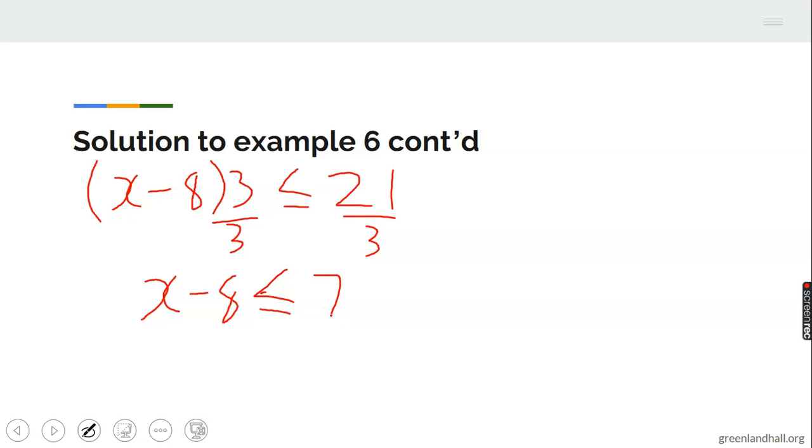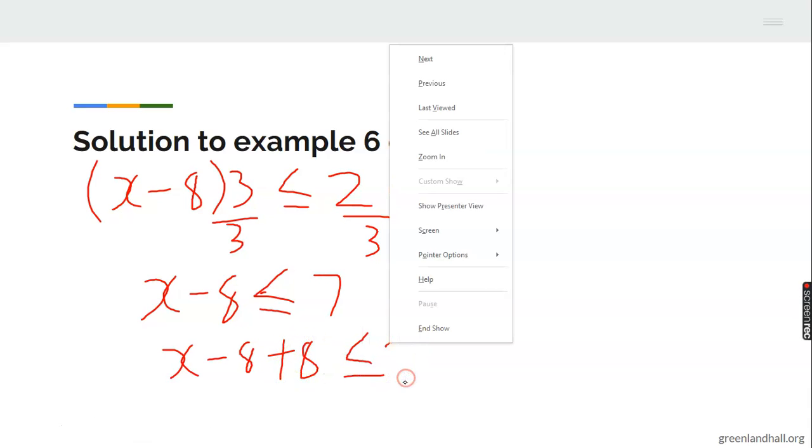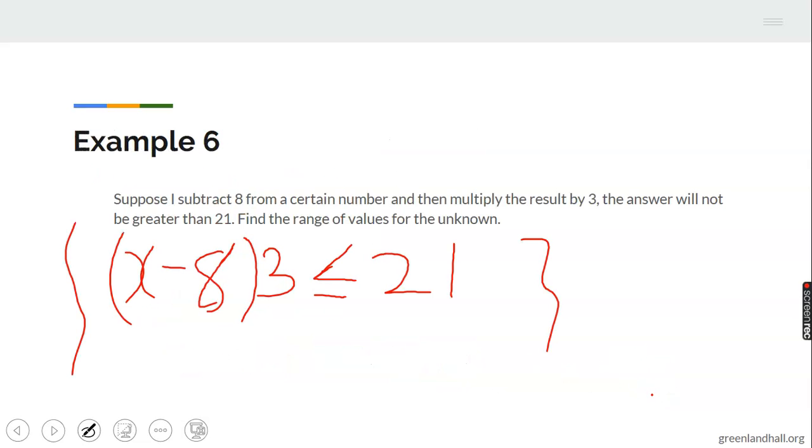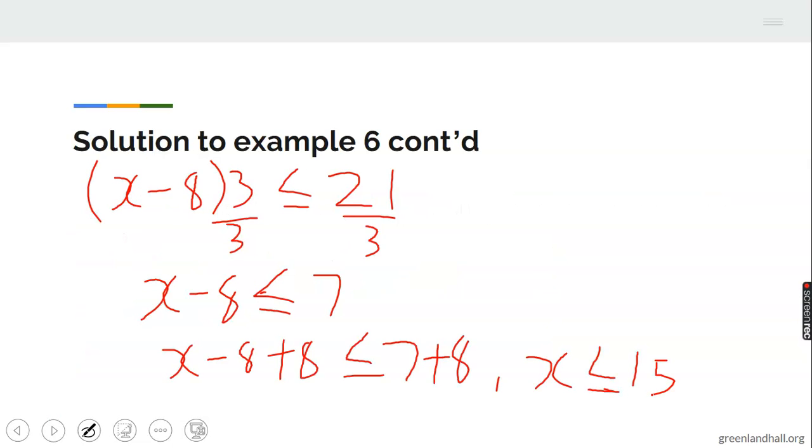Now, add 8 to both sides. That means minus 8 plus 8, less than or equal to 7 plus 8. And this will give you x is less than or equal to 15. Since the question says we are to find the range of values for the unknown, that will be the range of values. That is, x, which is that number, will be less than or equal to 15.